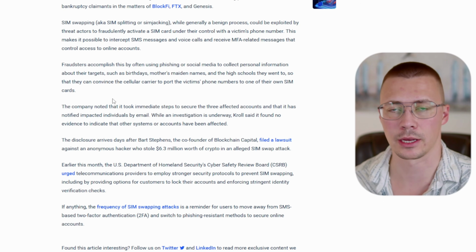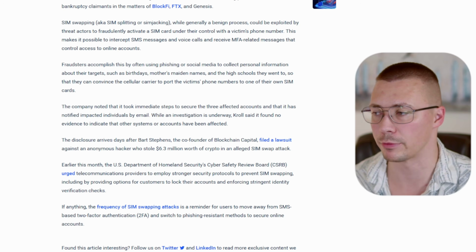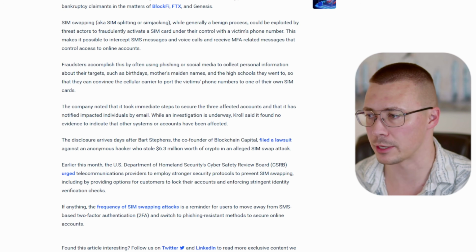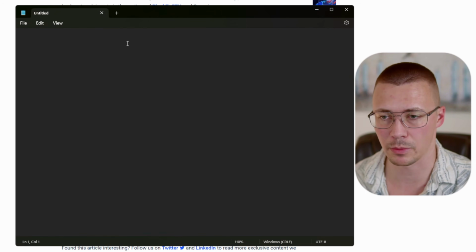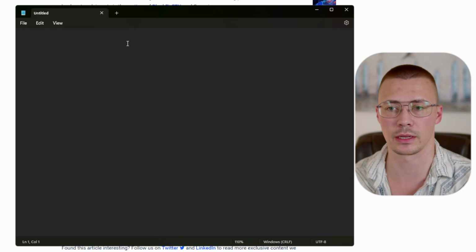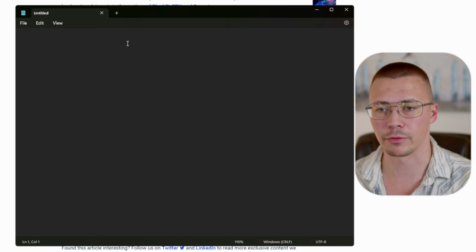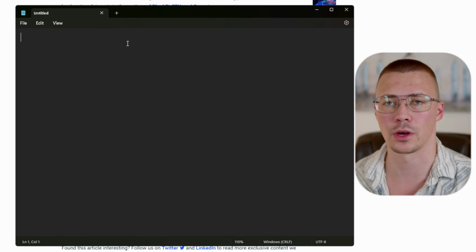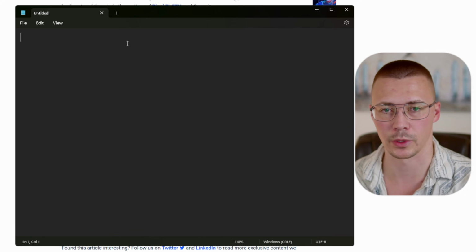And unfortunately, this kind of stuff happens frequently. If you Google SIM swap attacks, you can find plenty of examples. I was able to find examples of stuff even just within the last week or two of these attacks successfully being used. So we're going to go through what it is that you need to do to protect yourself against this garbage.